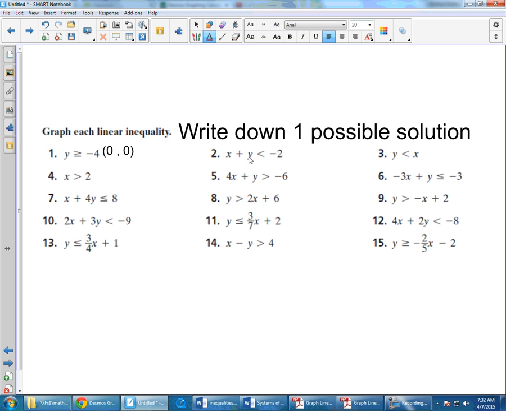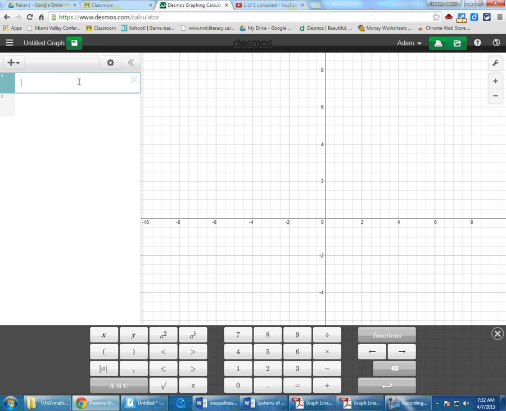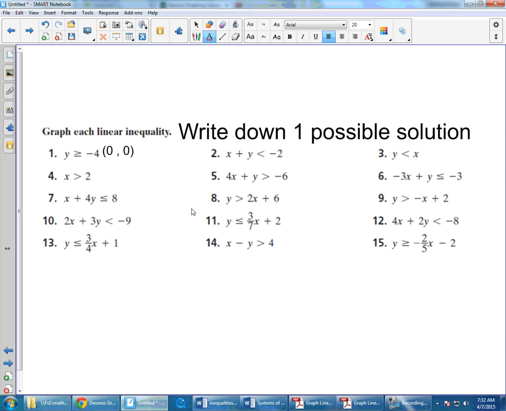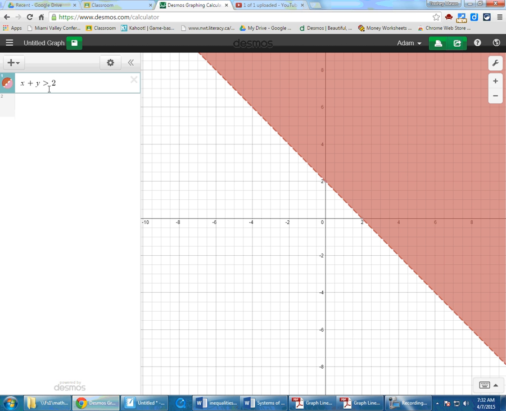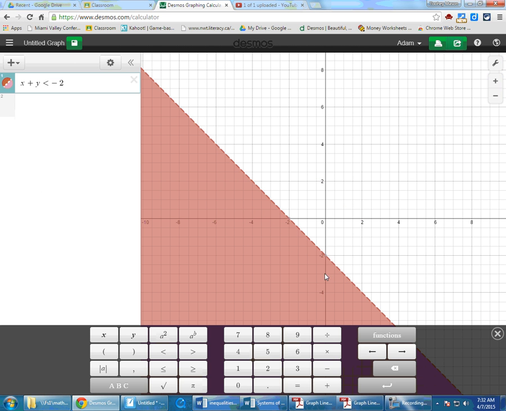Okay, I'm here to do the second one. I'm going to plug in x plus y is less than -2. I'm going to delete this line because I don't need all these lines going at the same time. So it was x plus y is less than -2. I'll type that in. If I look at this one, that's what this line looks like. I need to find a point that works for this.